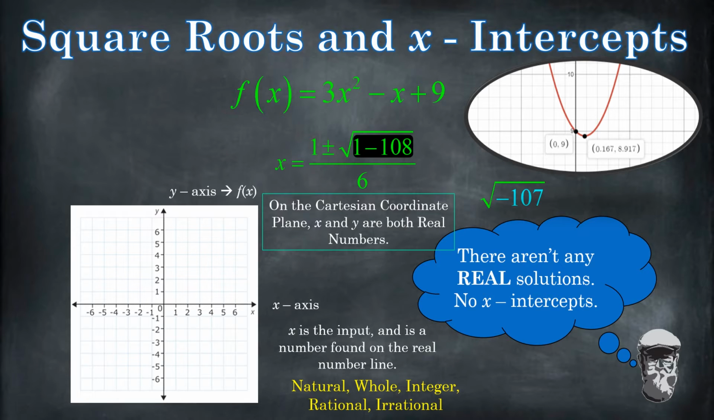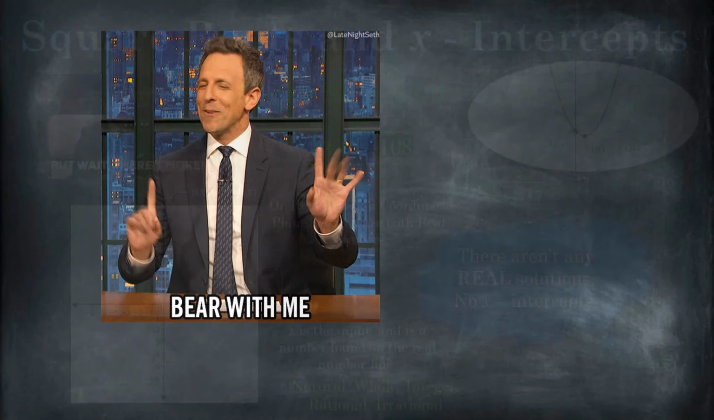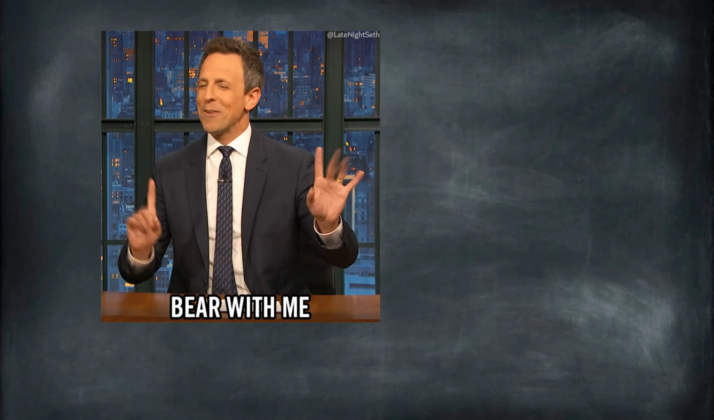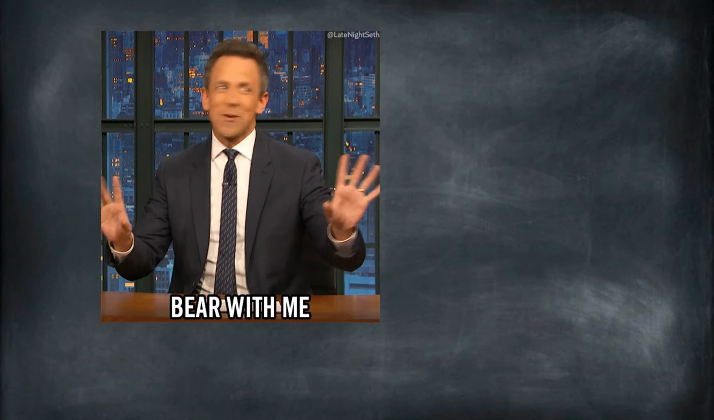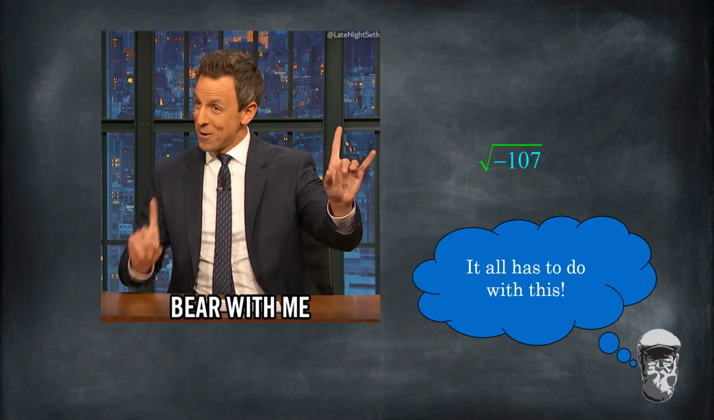And up until now, that's probably all you know about. But there's more. There's a lot more. But before we can get into that, before we can get into how that more works and how we could graph them, we have to see where this comes from, right? It all has to do with the square roots. So let's talk about that real quick, okay?